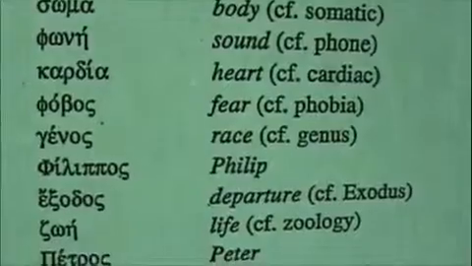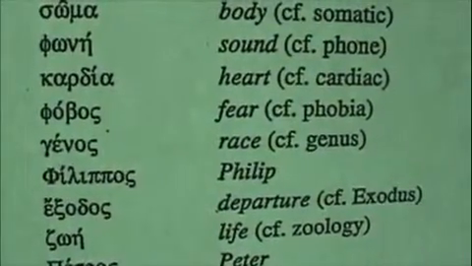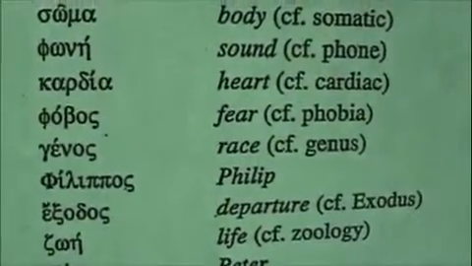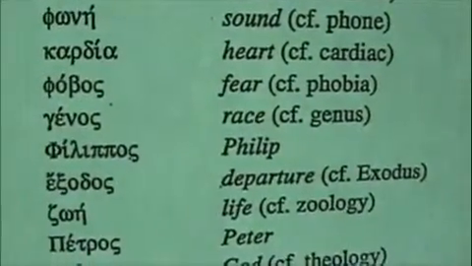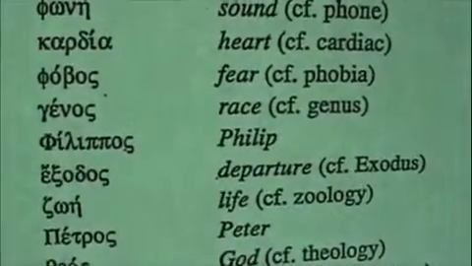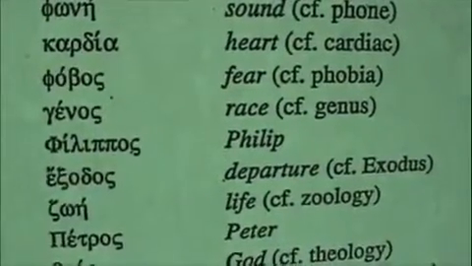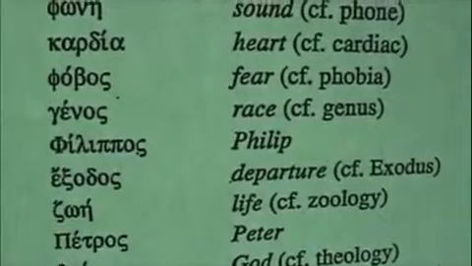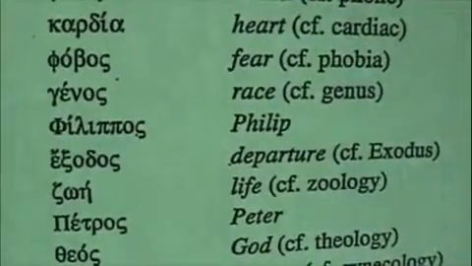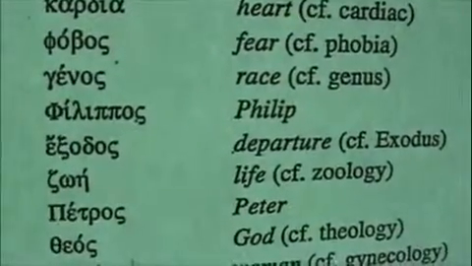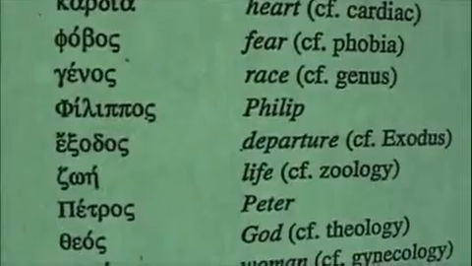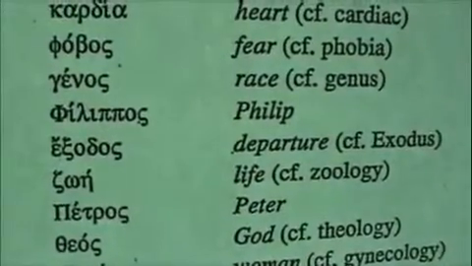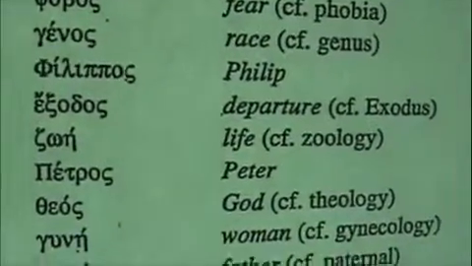All right. The next word is cardia. Everybody say cardia. The word for heart. Cardiac. The next word is phobos. Everybody say phobos. Phobos is the word for fear. We get phobia. The next word is genos. Everybody say genos. The word is race. We get our word genus from it.